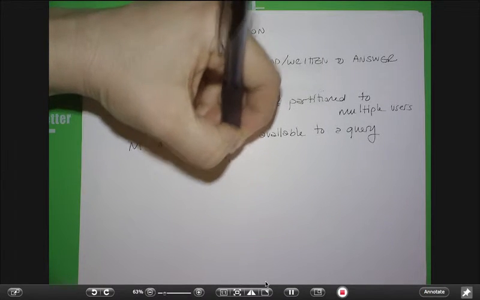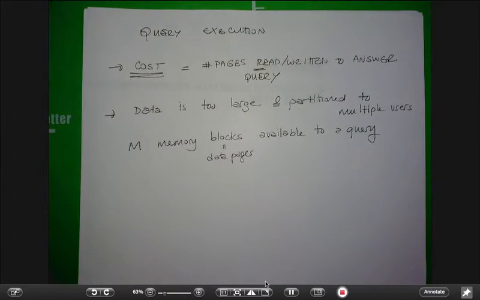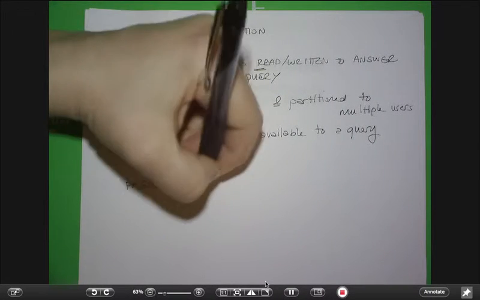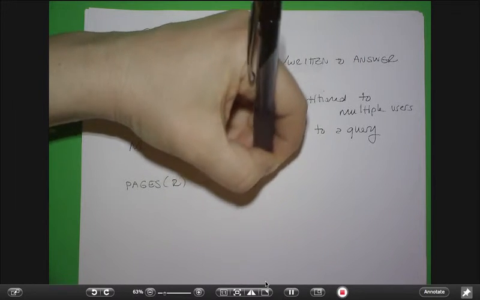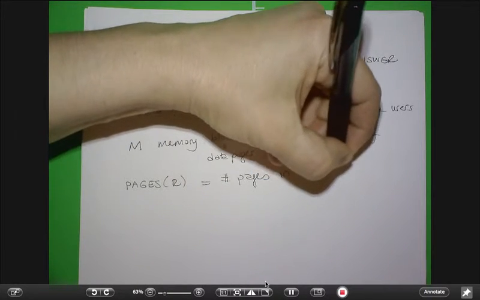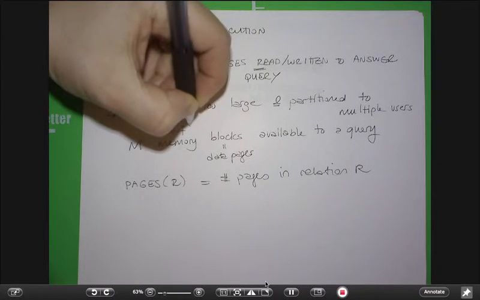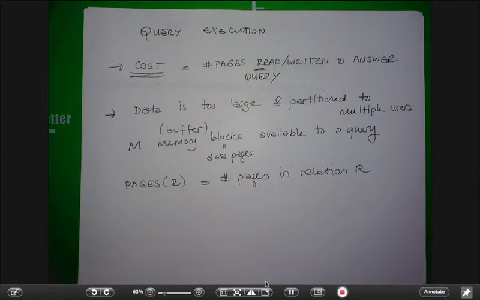Each memory block is the same size as a data page. And I'm going to assume that my relation R has R pages. So these are the two important things to remember. Each operation has a limited amount of buffer or memory. We also call this the buffer. And it is possible that this M is much smaller than the total number of pages for R.